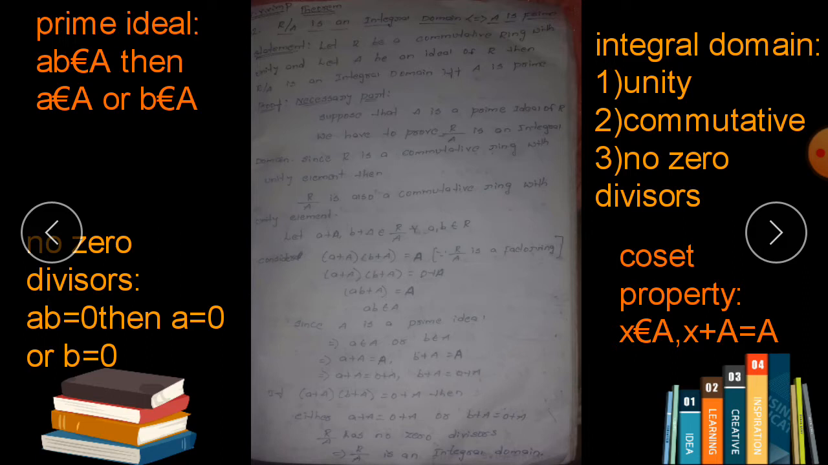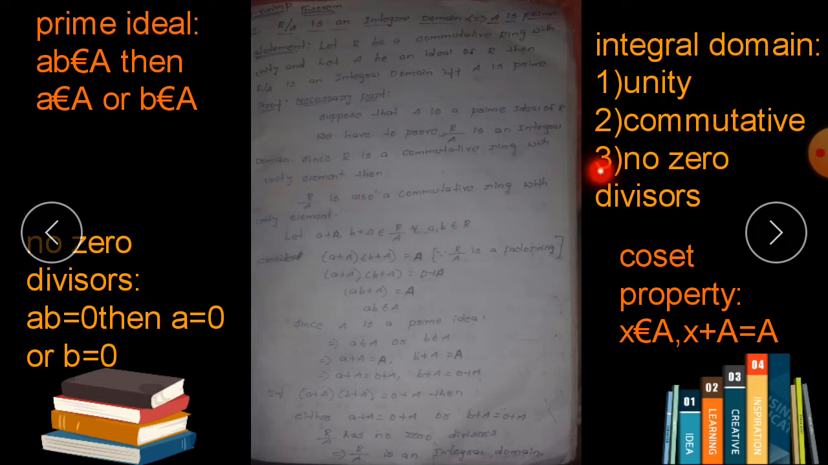Proof. Now we are in the necessary part. We are considering A is a prime ideal of R and how to prove R/A is an integral domain. Here, since R is a commutative ring with unity element, we can also write R/A is also a commutative ring with unity element. Here what we have to prove is R/A is an integral domain.